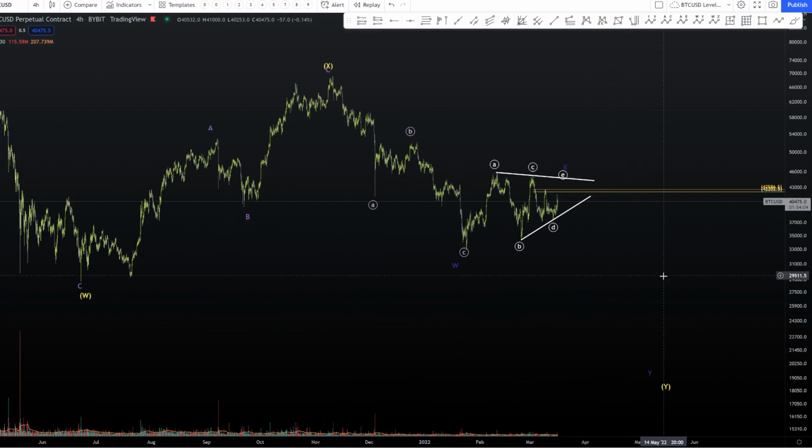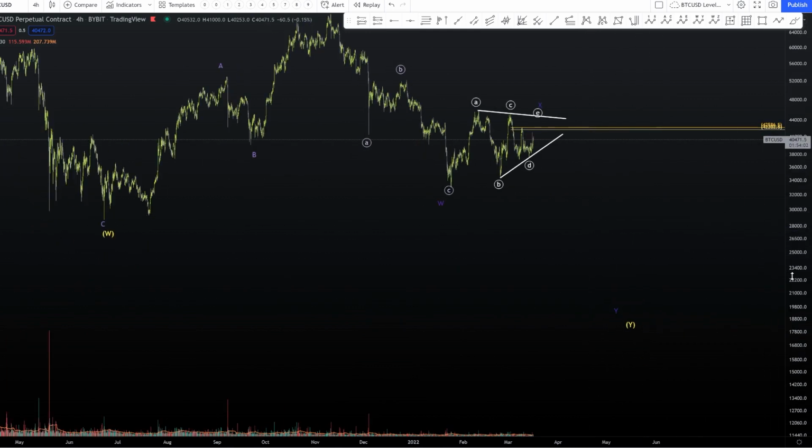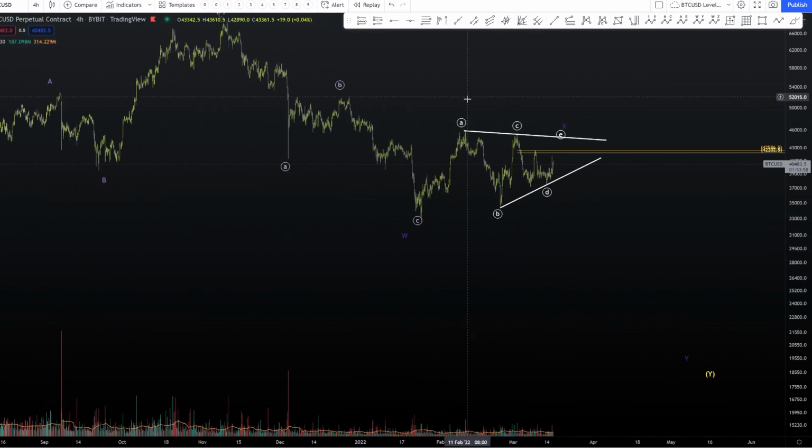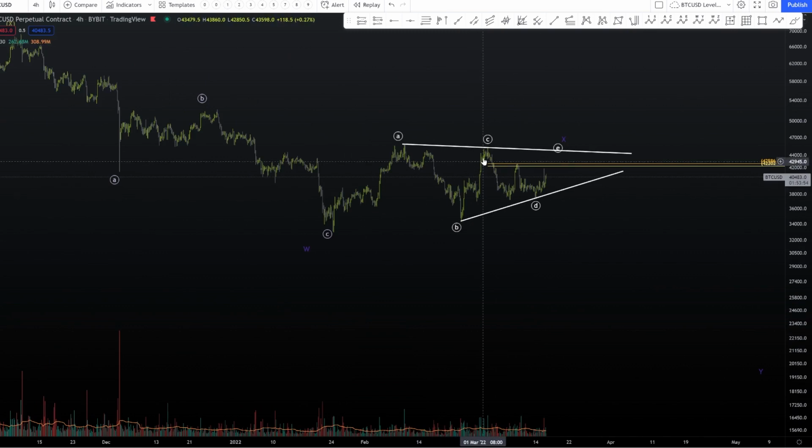There's another way we could count it. I'm going to show you guys after. But this is the first way we could count this wave X right here, where this is all a triangle, where this would be ABC wave A, ABC wave B, ABC wave C. And this wave D is a little bit funky.